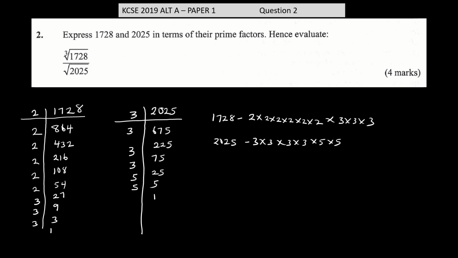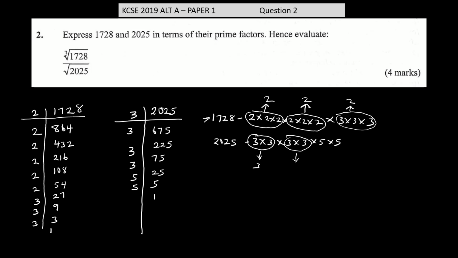Since we are looking for the cube root of this first number, we take the prime factors in 3 pairs. So this is the first one, this is the second one, and this is the third one. So from here we have 2, from here we have 2, and we also have 2 here. We are looking for the square root of 2025, so we take this in 2 pairs. Here we have 3, this is another 3, and we have 5 here.